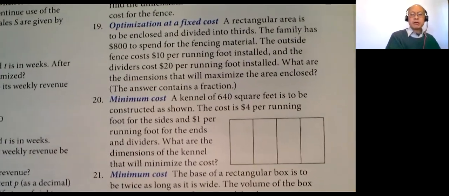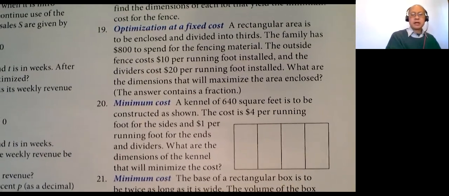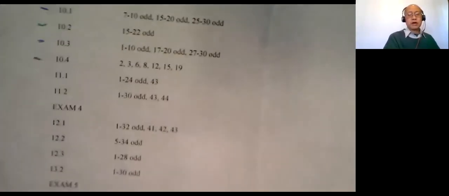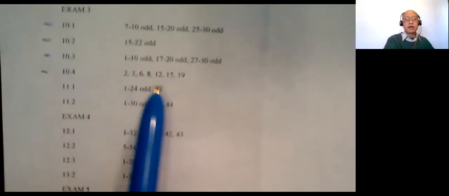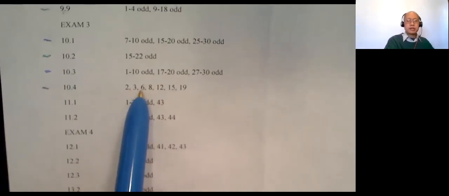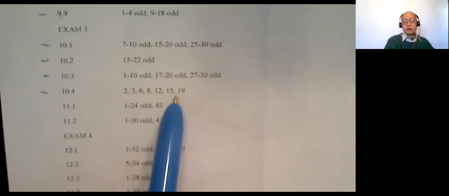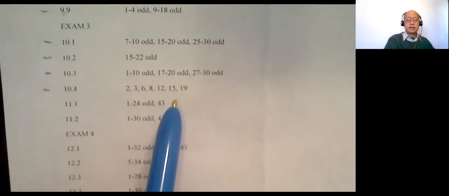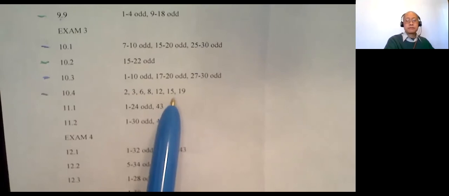What are the dimensions that will maximize the area enclosed? The answer contains a fraction. So I'll set you up with it, but I wasn't going to do all of it. And I'm done after this, folks. In terms of the word problems, I decided to do most of it. I did 2, I talked about 3, I did 6, 8, 12, 15, and I'm doing half of 19.